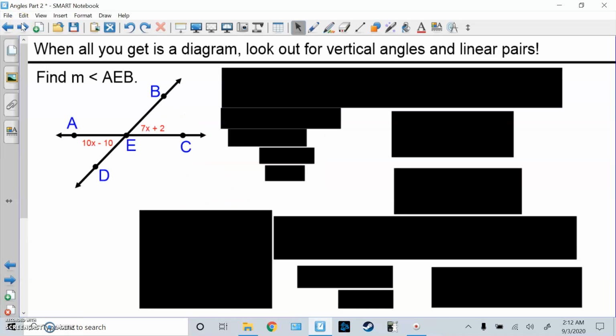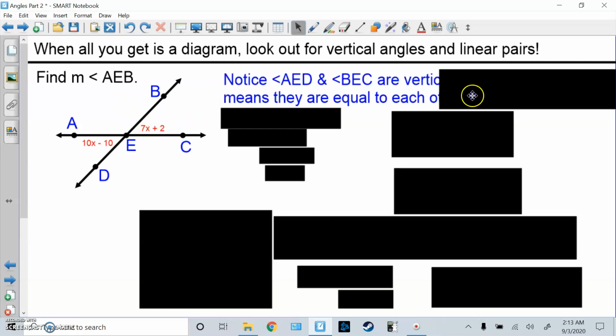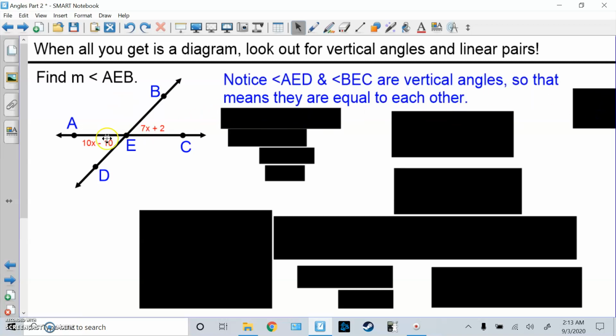Alright, and then when all you get is a diagram, look out for vertical angles and linear pairs. So here's this, find the measure of angle AEB. AEB is this top left angle right here. There's nothing here right now. Alright, so what can we do? Well, notice angle AED, this bottom left, and angle BEC, this top right, are vertical angles.